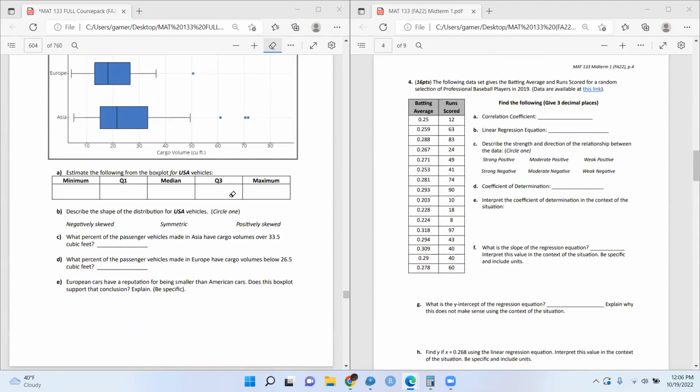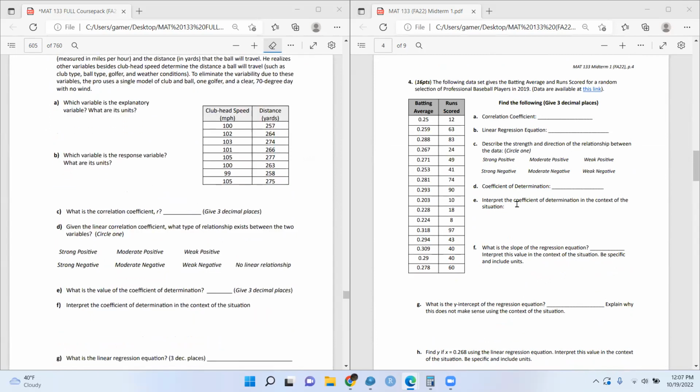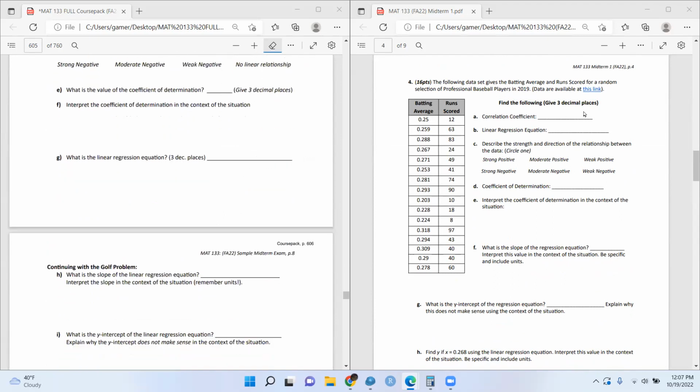And then the next question, this one got skipped, right? That wasn't on there. Here, this one is essentially the same thing, except the way it's set up looks a little different. I'm asking, what's the equation? What's the correlation coefficient? All that.